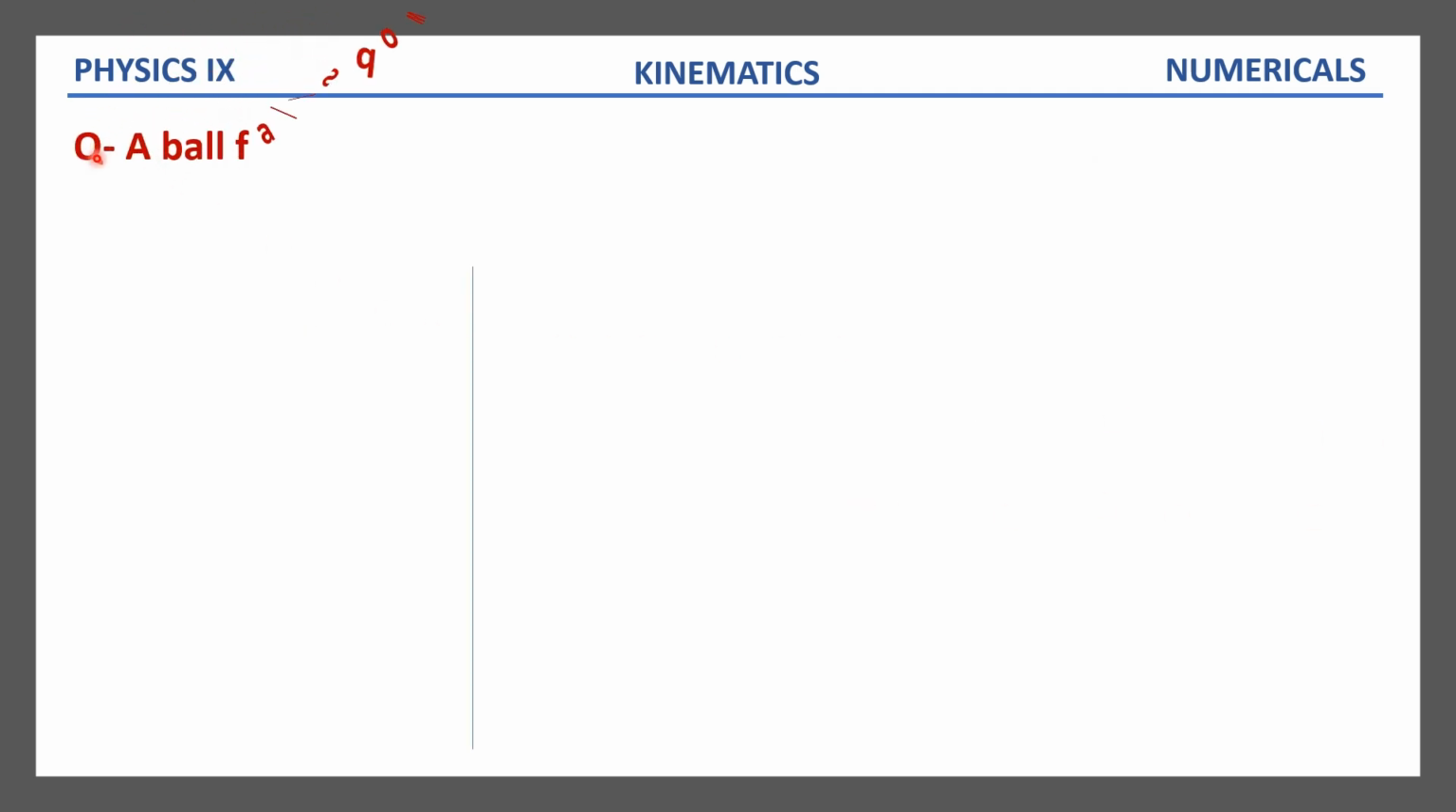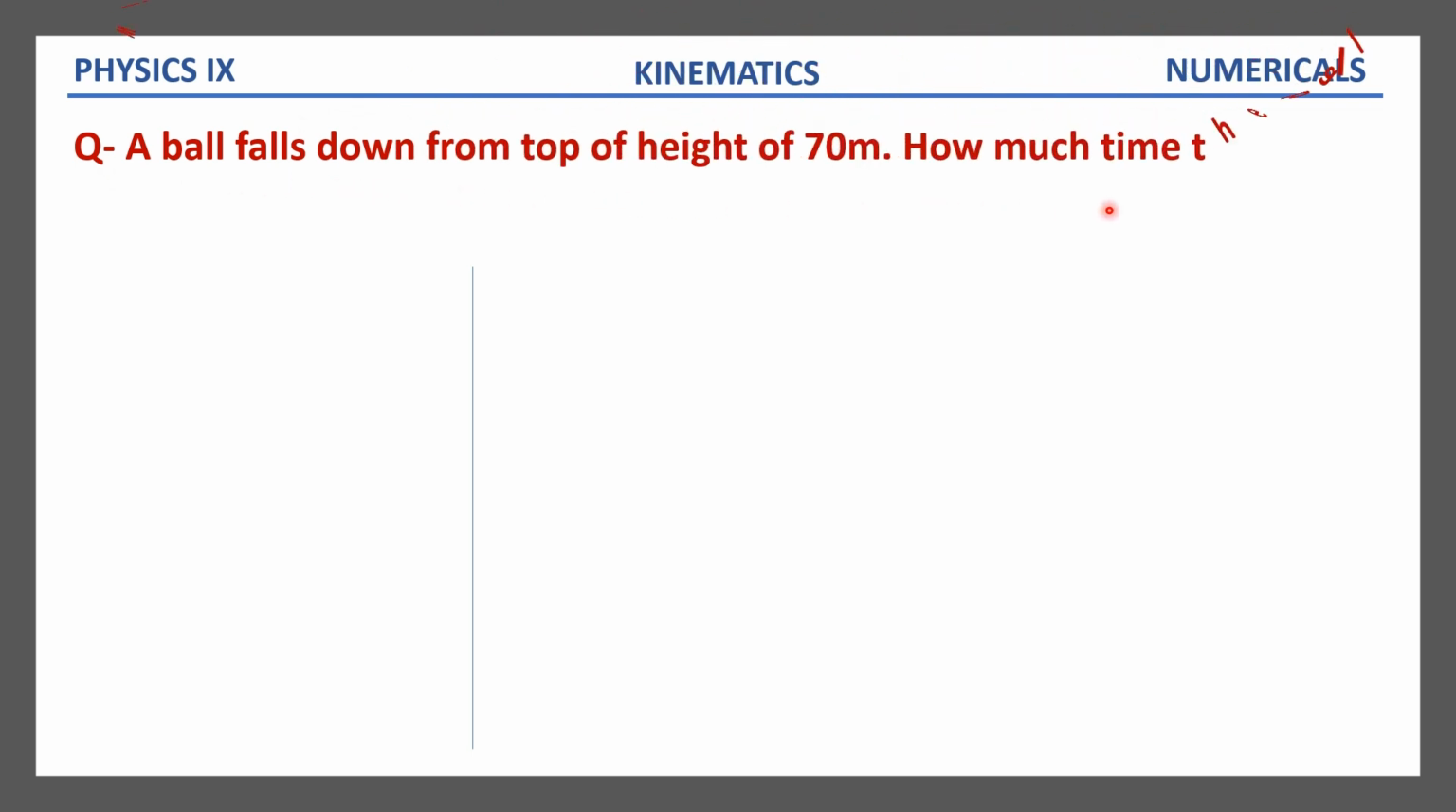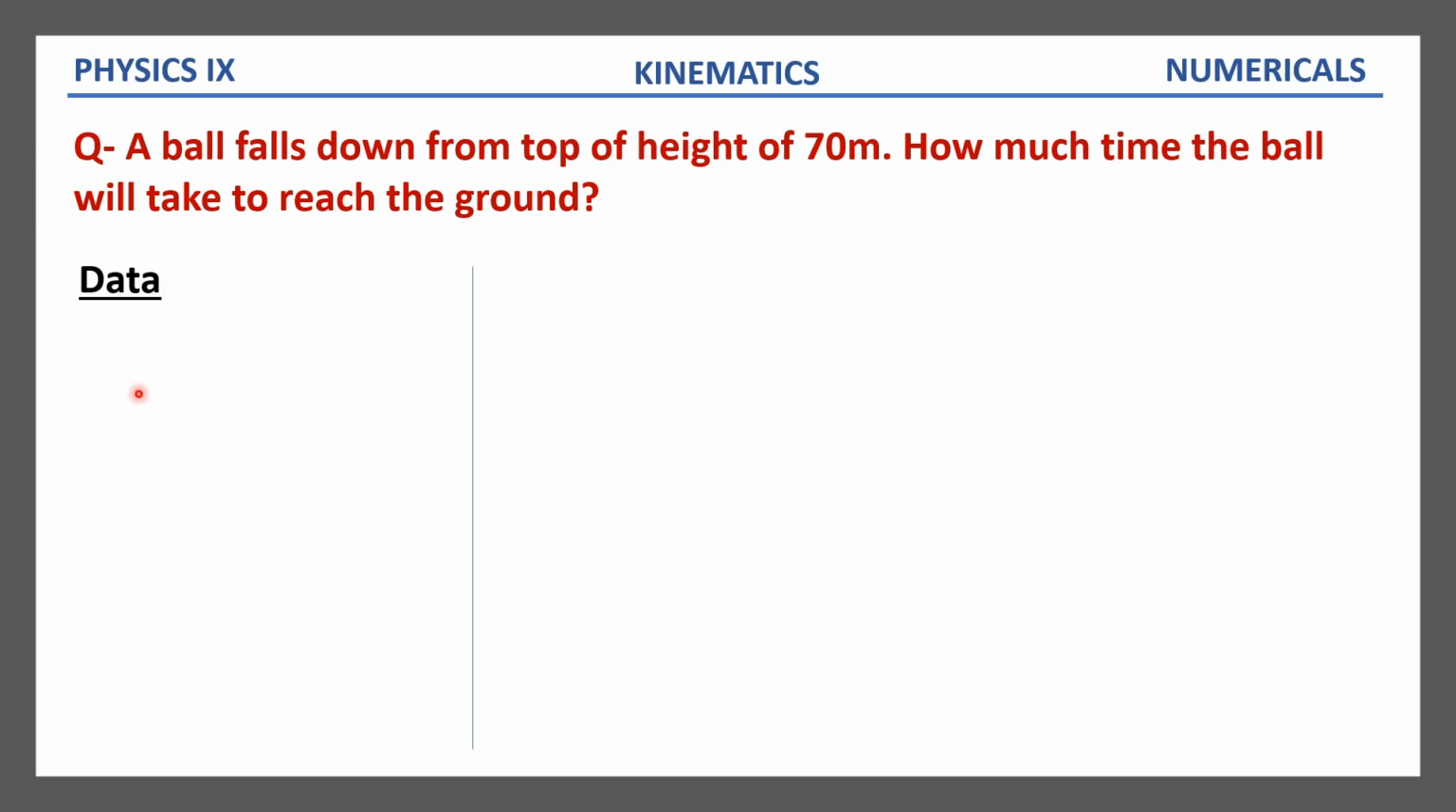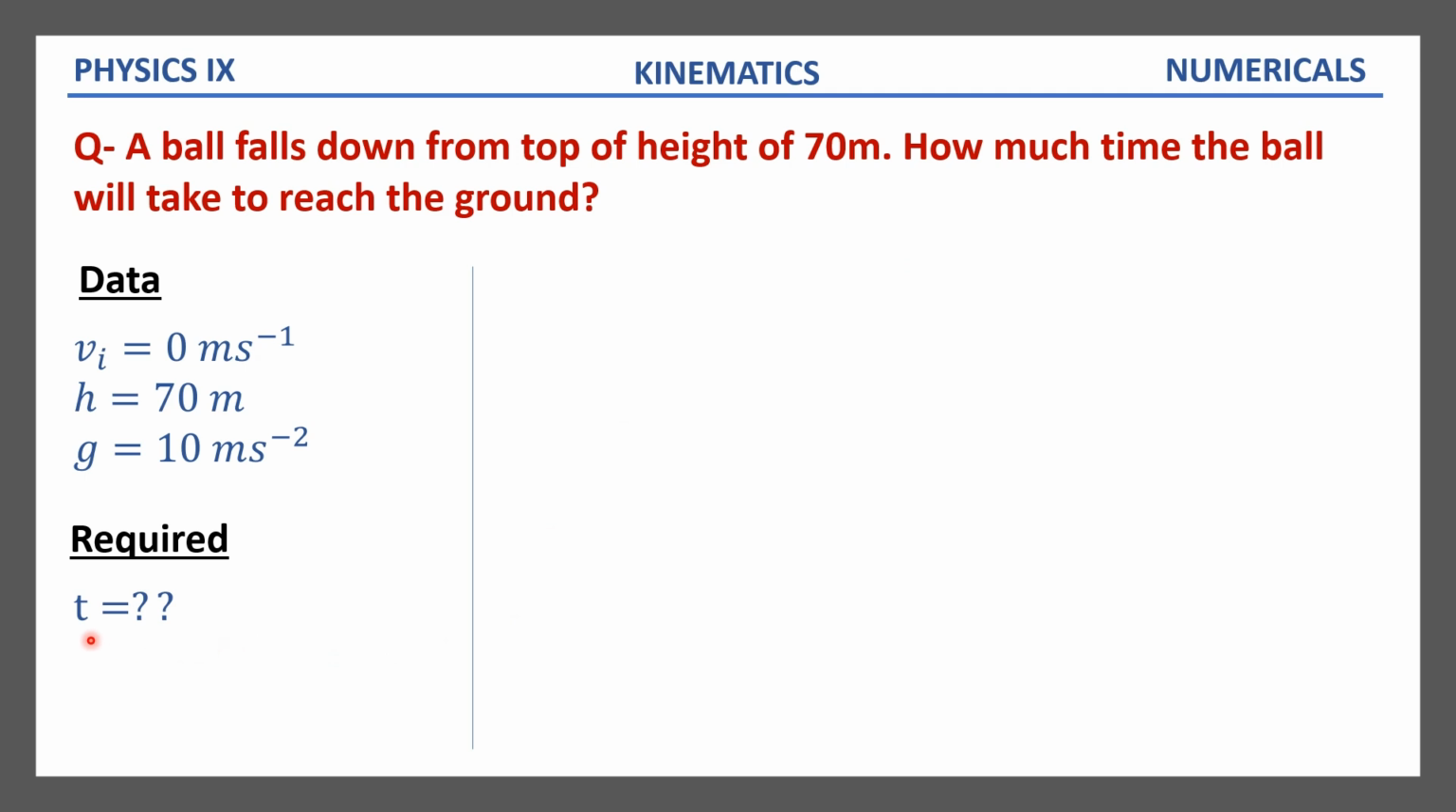A ball falls down from top of height 70 meters. How much time will the ball take to reach the ground? Let's find the data. Initial velocity is 0 because the ball is falling from a height of 70 meters and the acceleration due to gravity is 10 meters per second square. We have to find the time the ball takes to reach the ground.